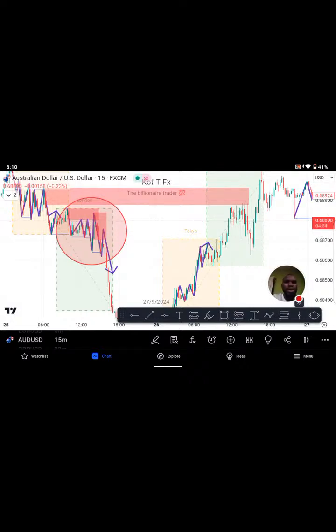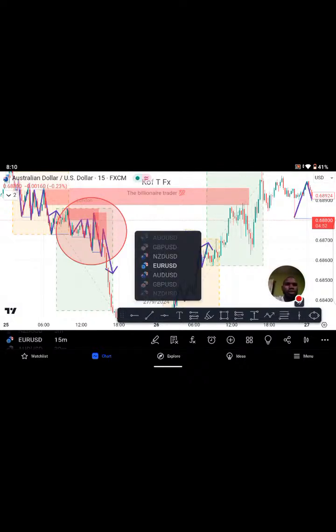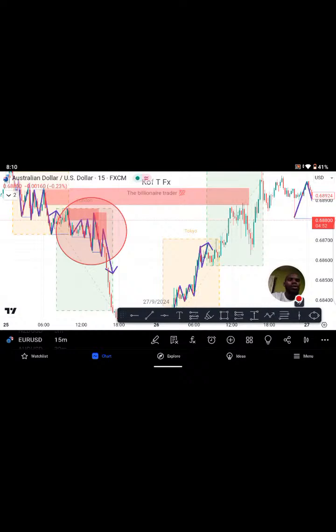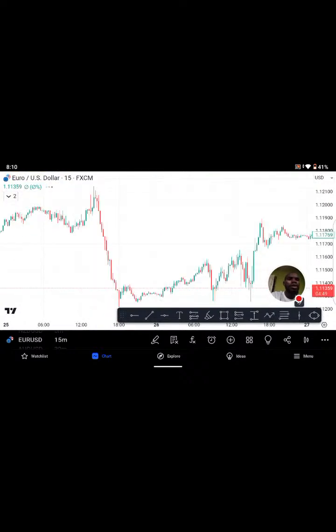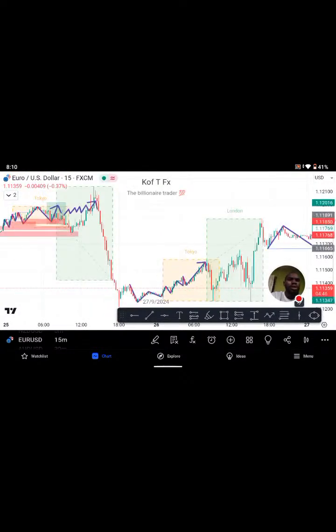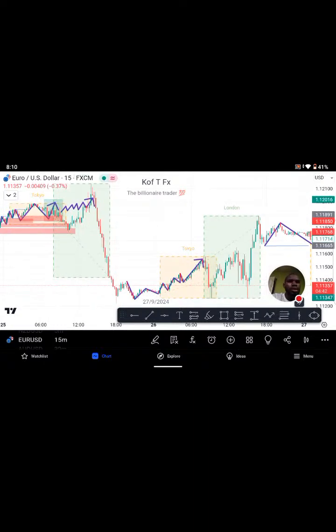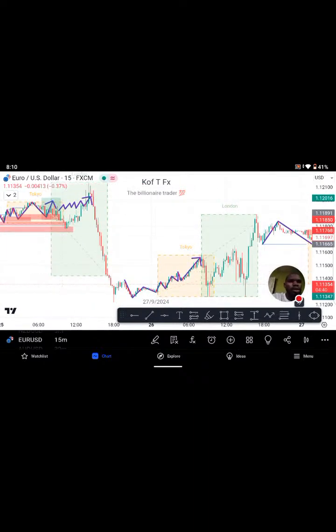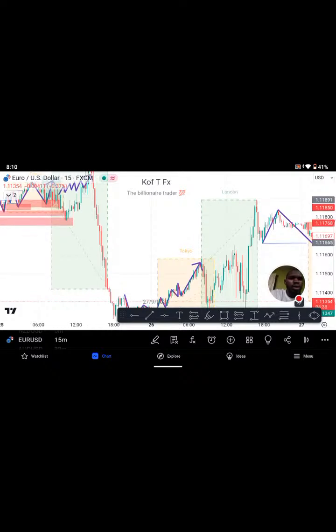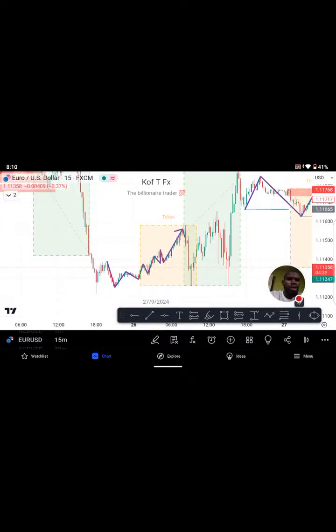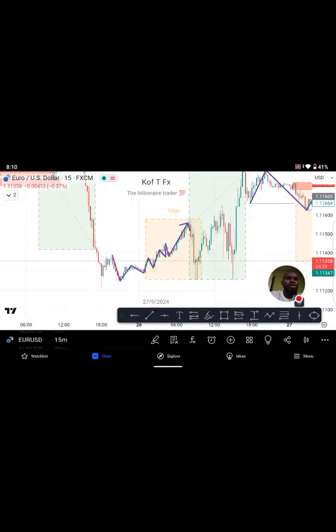Okay, let's go to EUR USD. For EUR USD, I was saying something yesterday. I said the structure around there was not clear. That the structure on GBPUSD, let me mark out where I'm talking about.